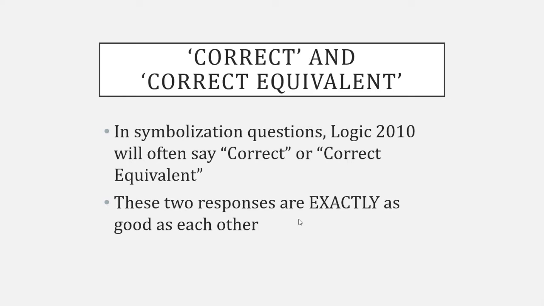So there's no reason why you should keep going to get correct once you've got correct equivalent. They are worth the same number of points on the test. They are worth the same number of points on the exercises. They are logically equivalent, so you get exactly as much understanding out of it as having correct. So if you see correct equivalent, congratulate yourself, you did it right. You did it 100% right.